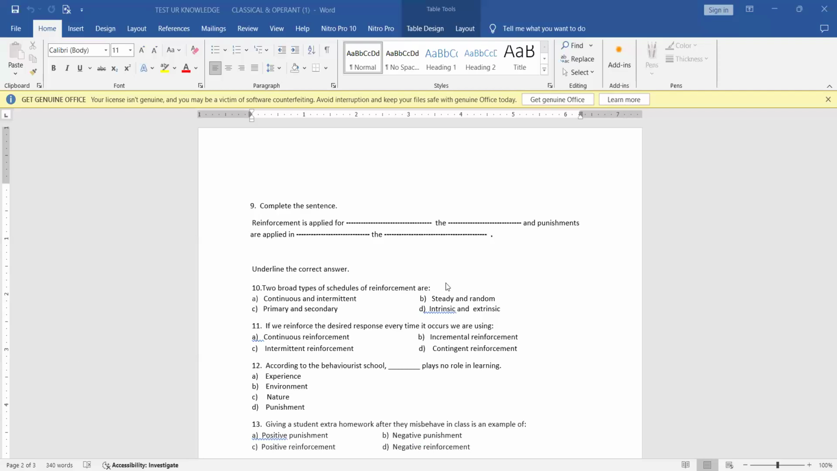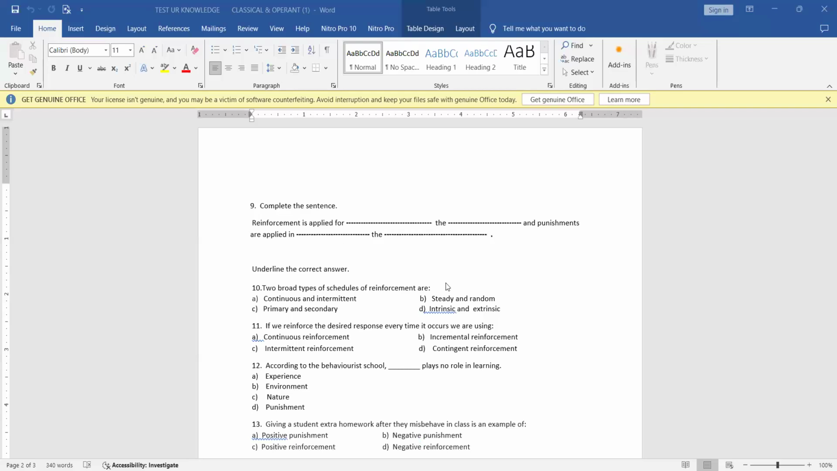Two broad types of schedules of reinforcement. We talked about this today. A, B, C or D? A, madam. Very good. The answer is A, continuous and intermittent. Okay. Number 11.